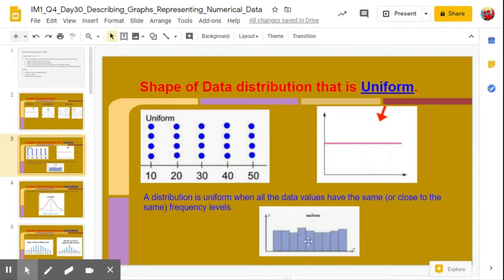So this histogram below, you can tell that they're not exactly the same, but everything is pretty darn close. So if I go across the top of the histogram, it'd be close to this pink line. It's a little jagged, right? But it's pretty darn close. So we'd still say that's a uniform distribution.